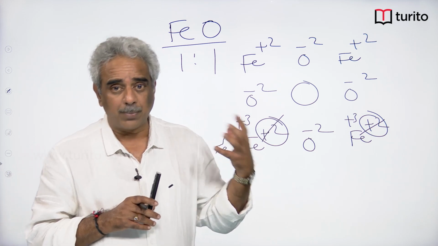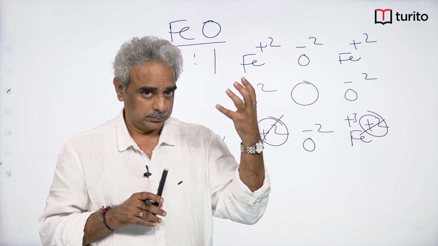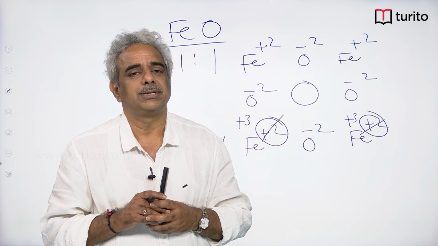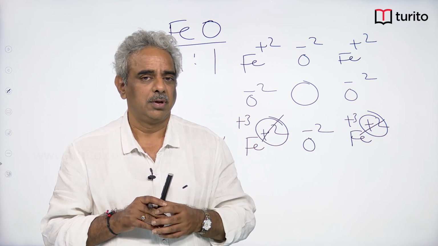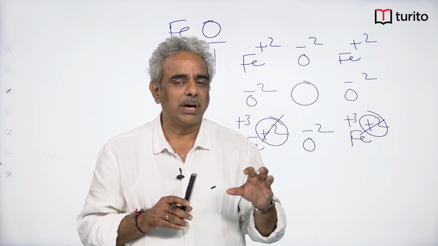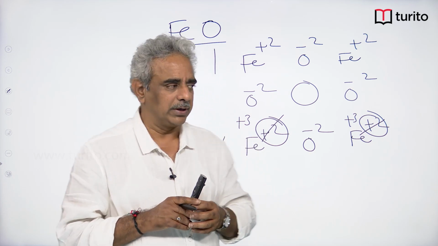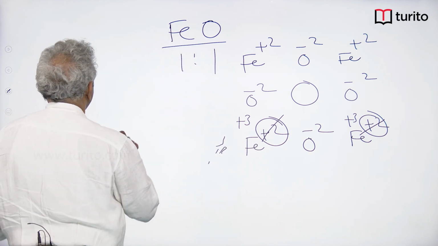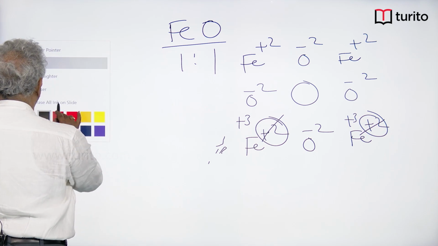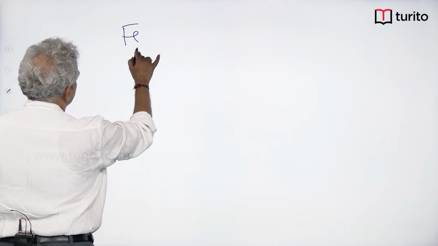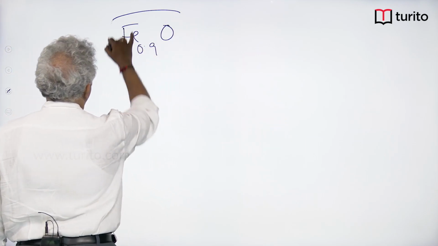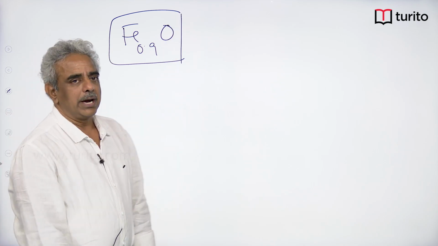The metal should be capable of showing variable oxidation states, then only it is possible. Let us work out some nice mathematical approach in this particular defect. Suppose you have got iron 0.90, what do you understand from this kind of presentation?